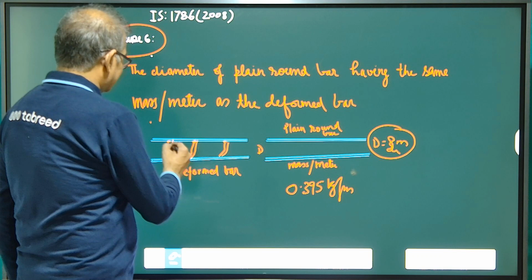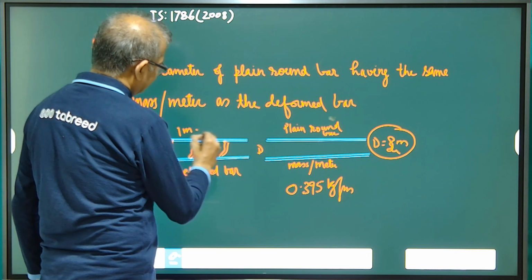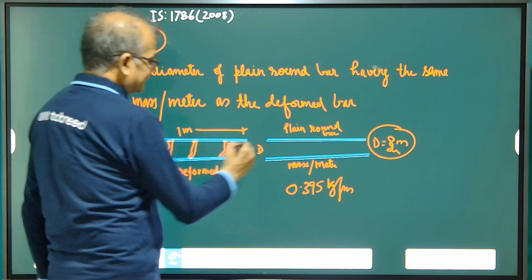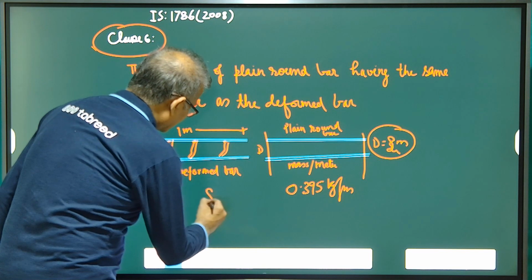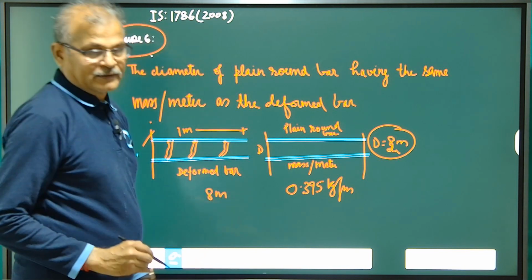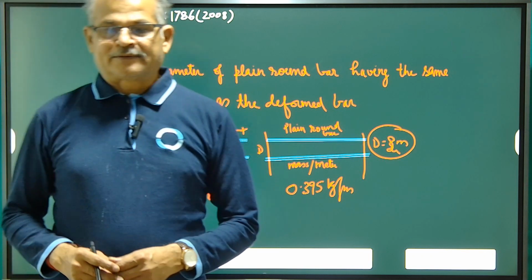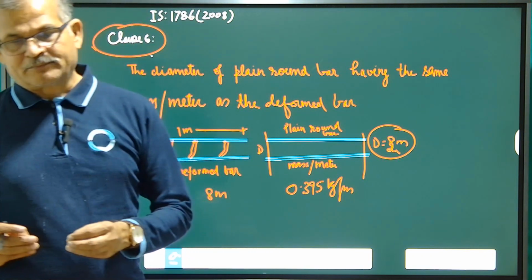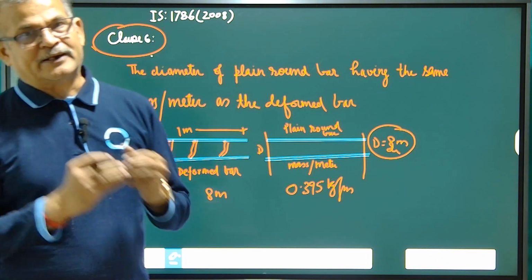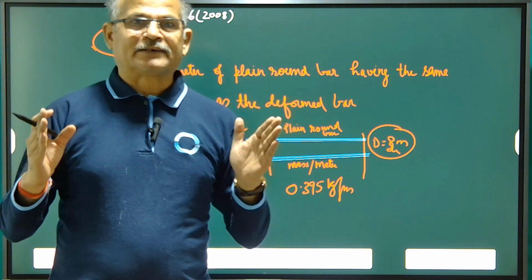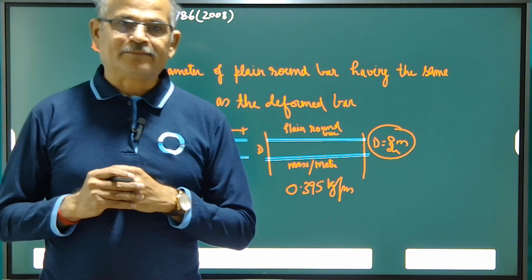This is the deformed bar, say having 1 meter size, and this is the plain bar. If we take the plain bar of say 8 mm dia of 1 meter, it will weigh about 0.395 kg. The same dia will be the deformed bar. That weight of 1 meter deformed bar should also weigh 0.395 kg.